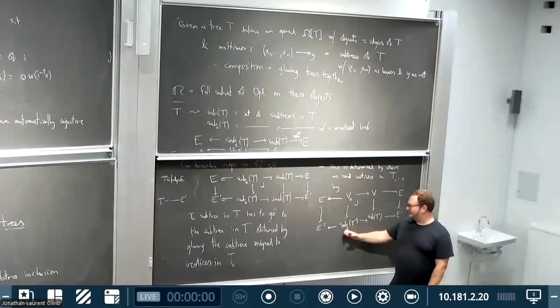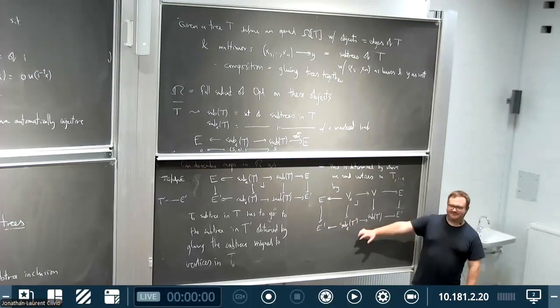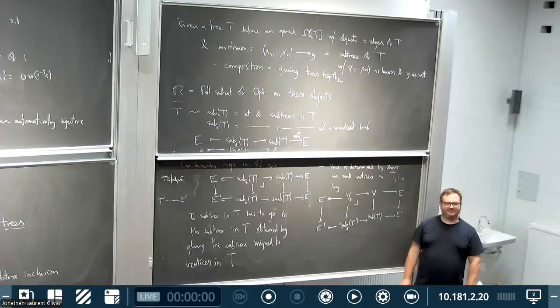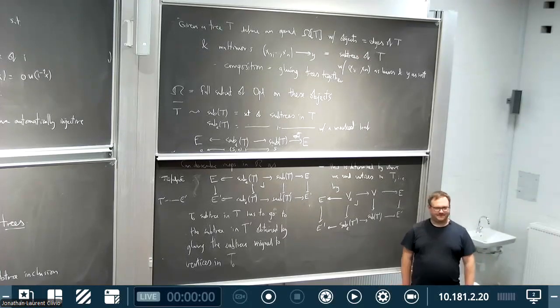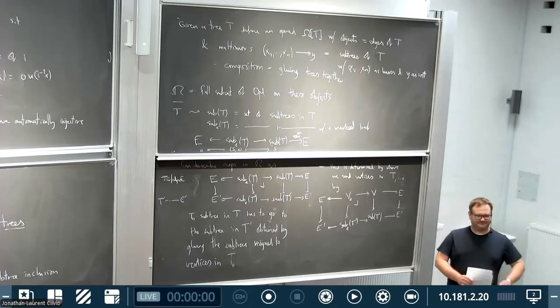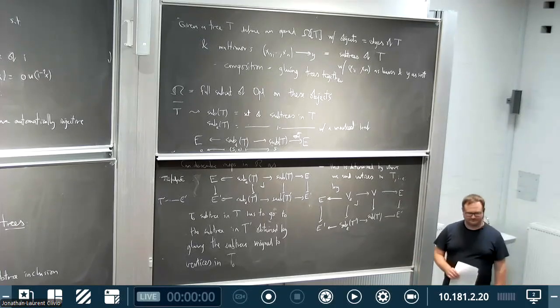Yeah, this is not a tree. This is just a diagram, the same shape. It doesn't satisfy the conditions. It's not a tree anymore. The leftwards map is not injective, because an edge can appear as the leaf of multiple trees.